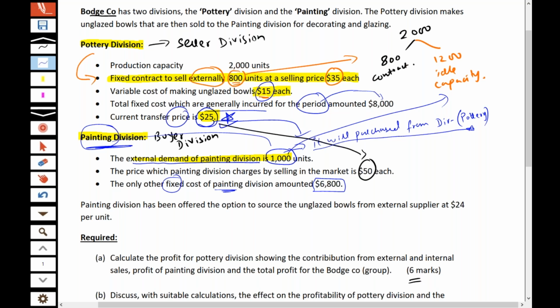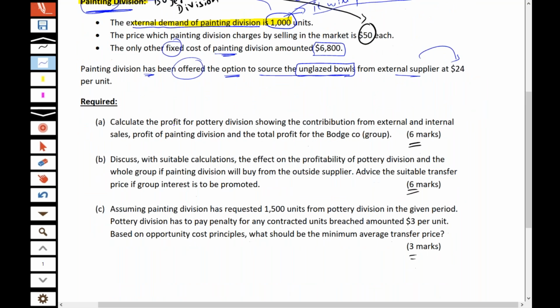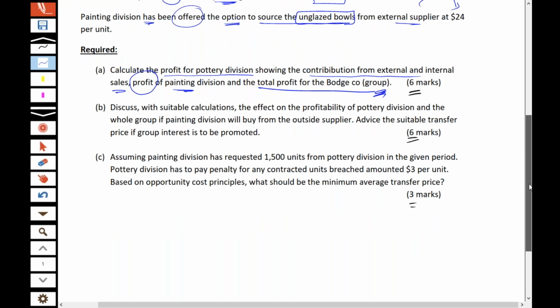Next, painting division has been offered the option to source the unglazed bowls from external supplier at 24. Now requirement number 1, calculate the profit for pottery division showing the contribution from external and internal sales, profit of painting division and total profit of the group. Now what do you mean by the total profit of the group?